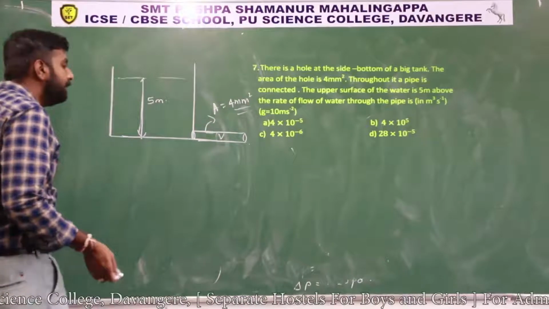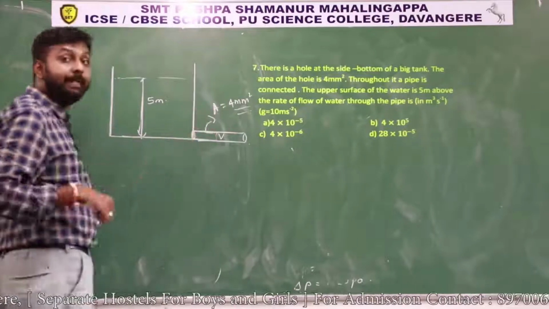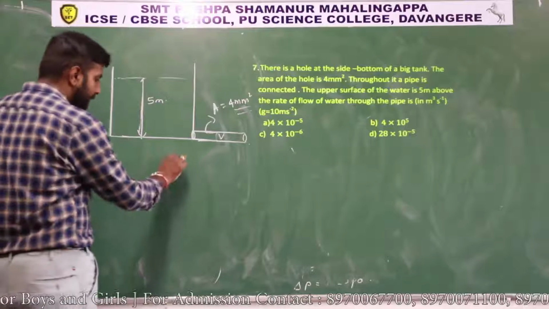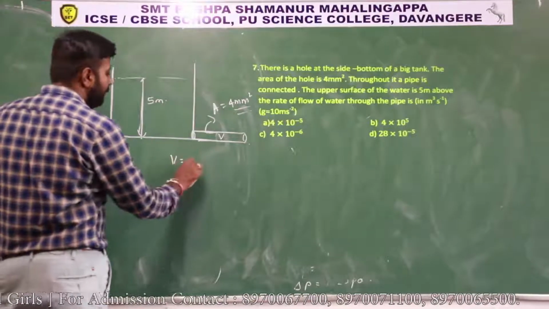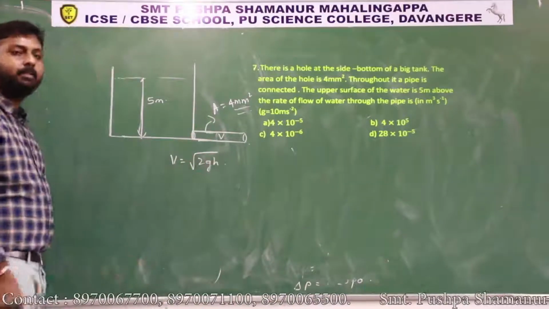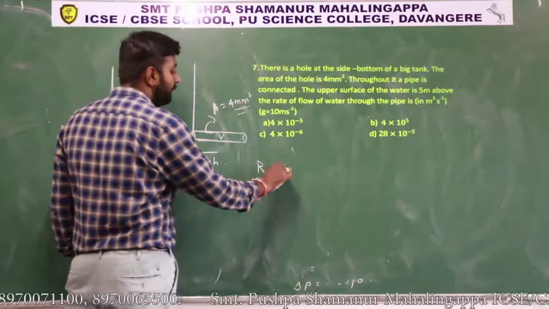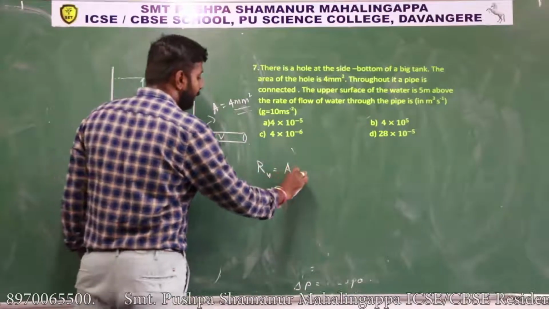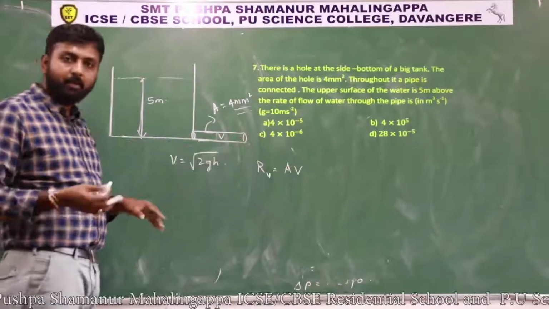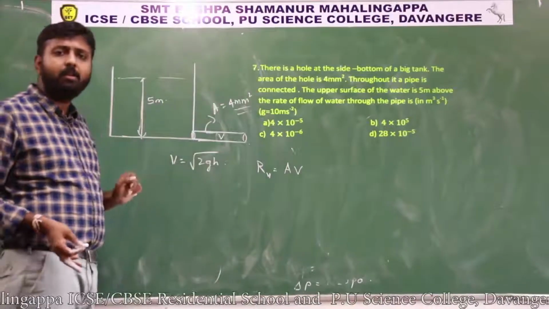So to calculate the volume flow rate we have to find at what speed the water is coming out, the speed of efflux. We have studied in Torricelli's theorem, the speed of efflux formula, that is V is equal to root over 2GH. Then the volume flow rate formula is A into V. So first you have to find the value of V, next substitute here, and you can find the rate of flow of water or volume flow rate.